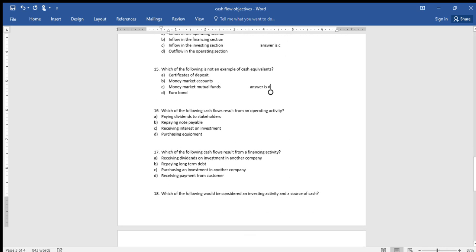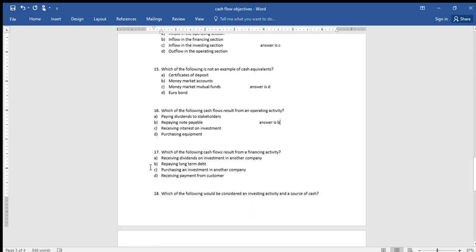Then 16, which of the following cash flows result from an operating activity? A. Paying dividends to stakeholders. That is a financing activity. Repaying of note payable, financing activity. Receiving interest on investment. Then purchasing equipment, it's investing. So the answer is repaying note payable, like paying your creditors. My answer is B, not your answer. You can give me your answer in the comment section.